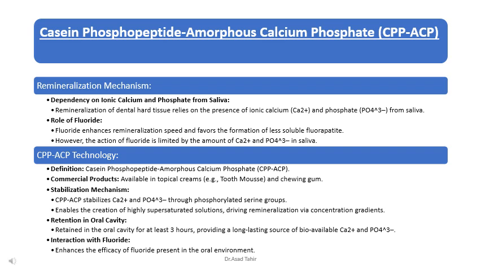Limitation. Fluoride's effectiveness depends on the availability of calcium and phosphate ions in saliva. CPP-ACP technology. Definition. CPP stands for casein phosphopeptide-amorphous calcium phosphate. Commercial products, available in topical creams, like Tooth Mousse, and chewing gum. Stabilization mechanism. CPP-ACP stabilizes calcium and phosphate ions using phosphorylated serine groups.